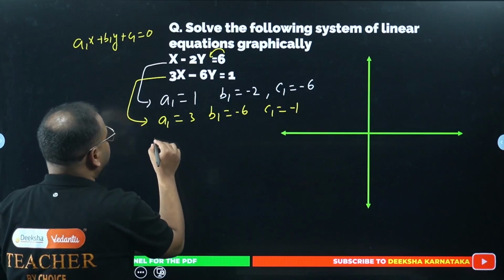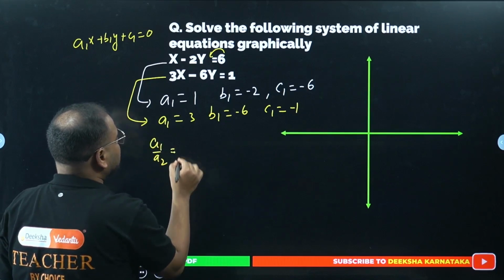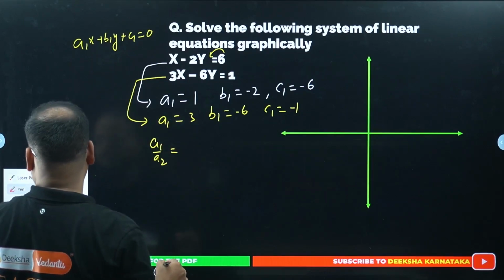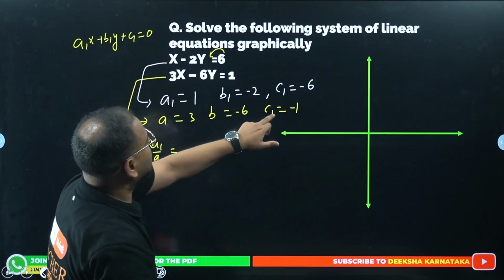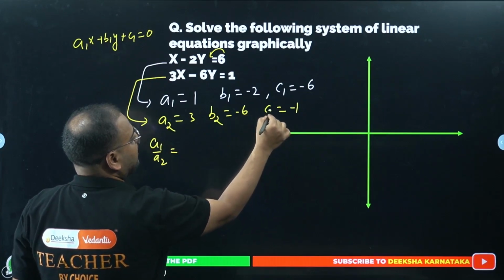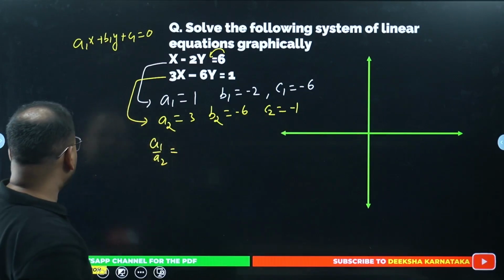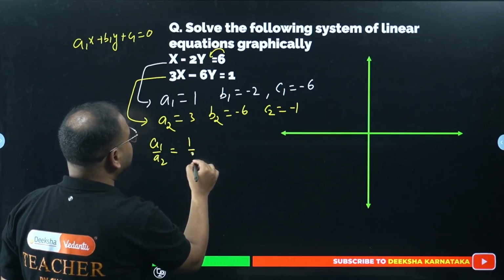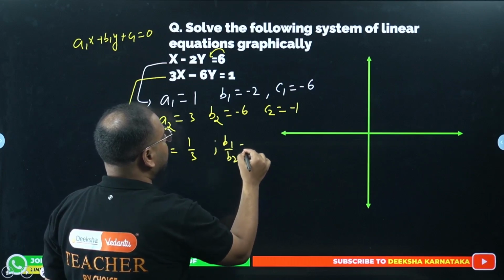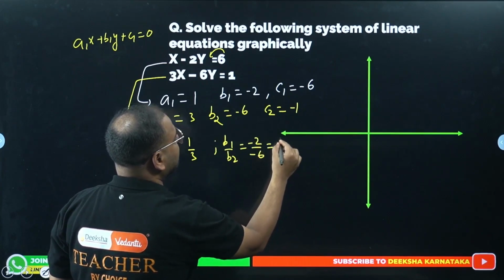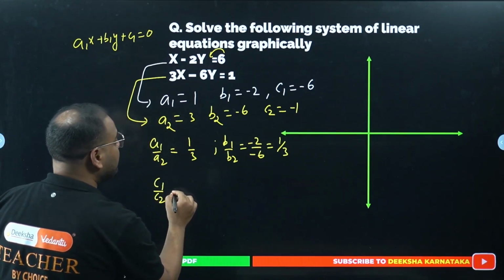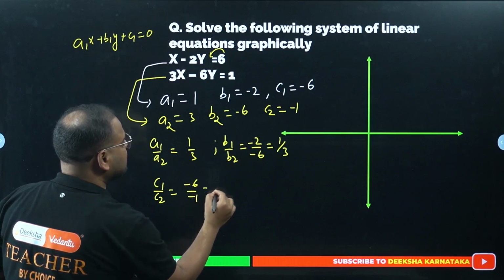So let's do one thing, find A1 by A2. What is A1 by A2? Sir, 1 by 3. I have made a mistake. These are 2's, not 1. We are doing it for the second equation. Forgive me, this is 2. Okay, so A1 by A2, let's continue, will be 1 by 3. Good, sir. What about B1 by B2? B1 by B2 will be -2 by -6, which is nothing but 1 by 3. C1 by C2 would be -6 by -1, which is just 6.